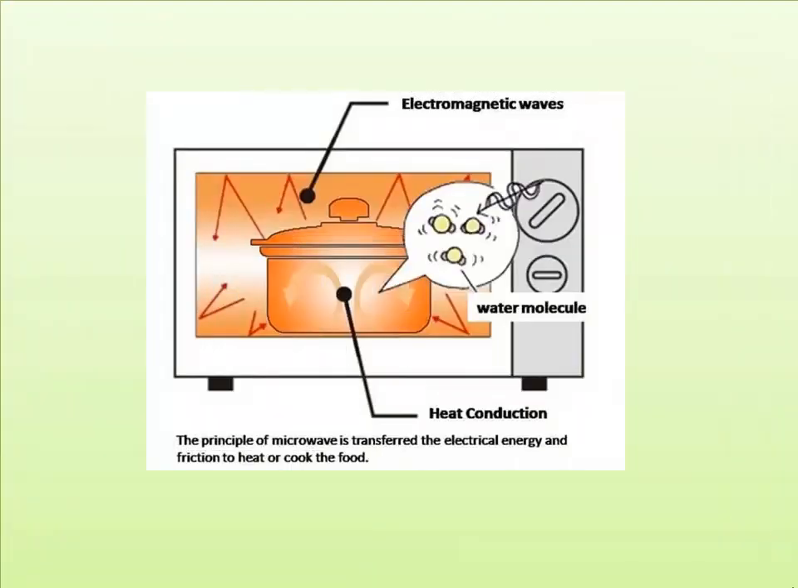As you can see on the screen, by using microwave or electromagnetic radiation, the microwave oven heats and cooks food products. Here, red lines on the image indicate the microwave or electromagnetic wave generated by the microwave oven. It is possible by converting the electrical energy into electromagnetic radiation.